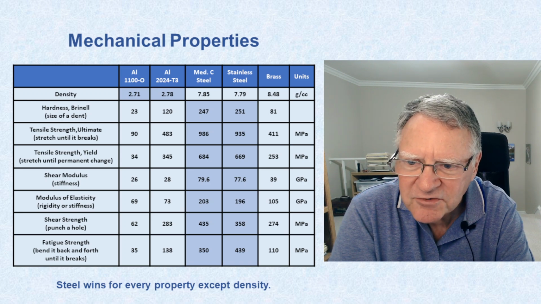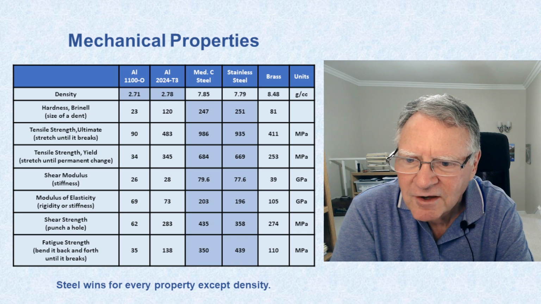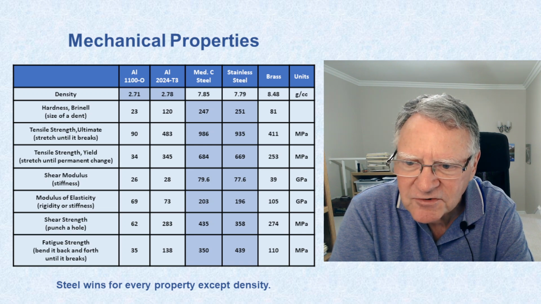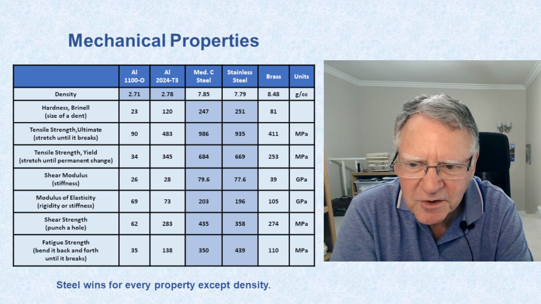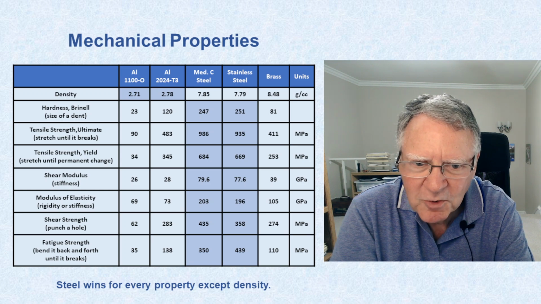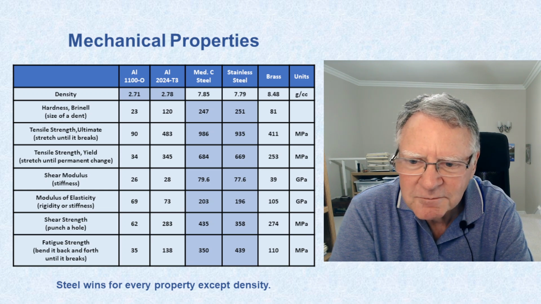The shear modulus is a measure of the stiffness. The modulus of elasticity is a measure of rigidity or stiffness. The shear strength is the force required to basically punch a hole in the alloy.